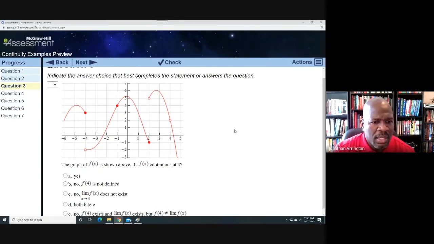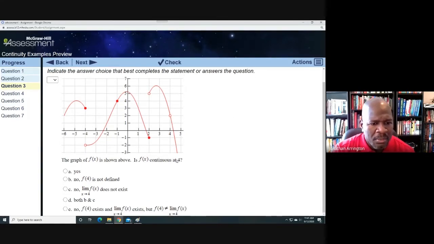So it's the same graph. And here we're checking that x equals 4. And again, let's go through the checklist. Is f of 4 defined? No, there's no closed circle where x equals 4. So f of 4 is not defined. So that solves it.